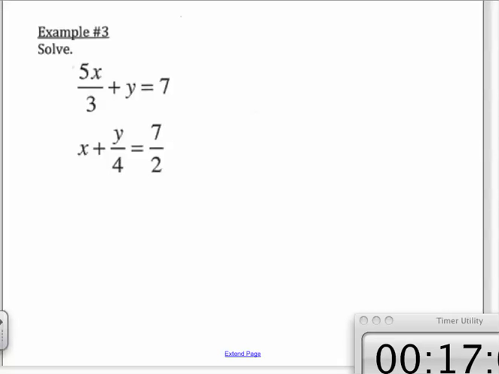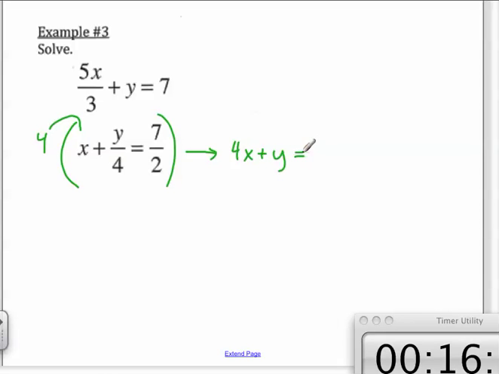I'm going to multiply this bottom one by 4, and I'm going to leave the top one alone for now. Okay? And so what that's going to give me for this new equation is 4x plus y is equal to, remember it has to happen to both sides, right, is equal to 14. Everybody see that when I distribute in? Okay. I'm just going to bring this other equation over, and that is 5/3 x plus y is equal to 7. Okay.